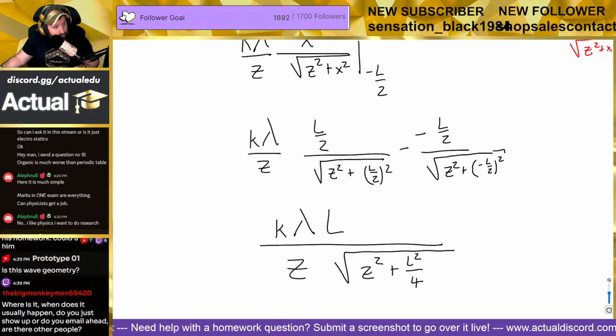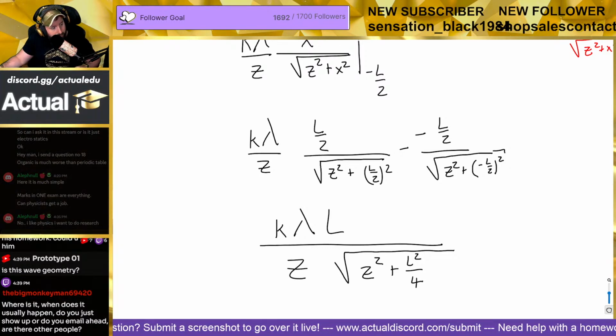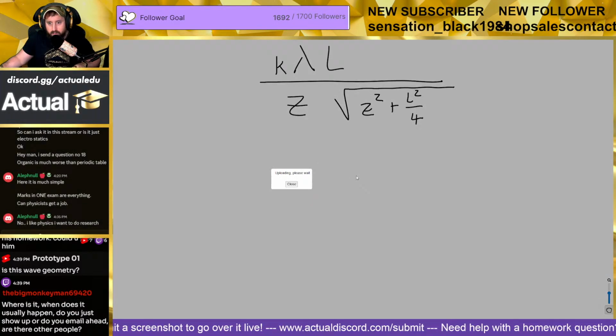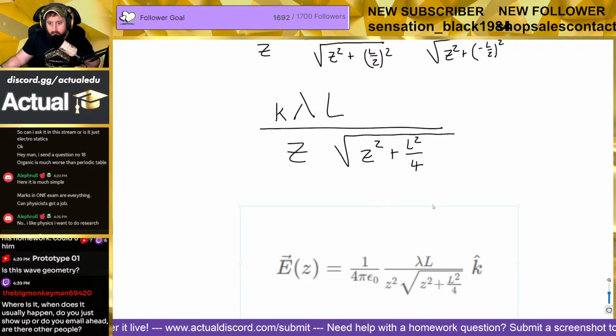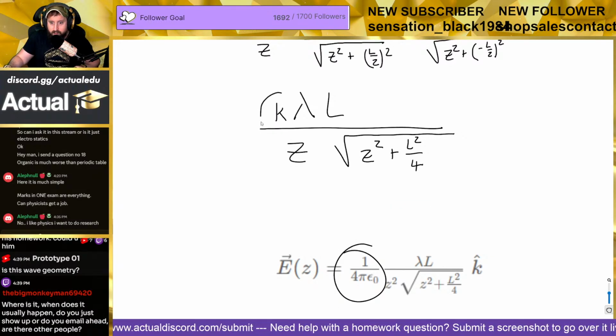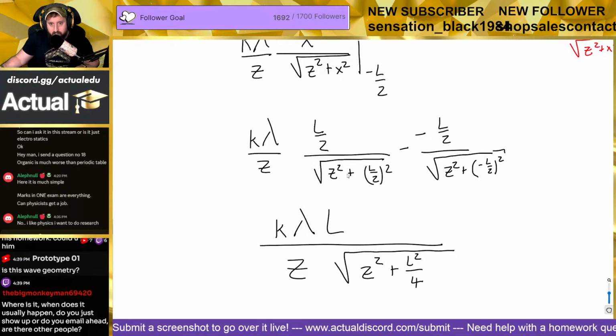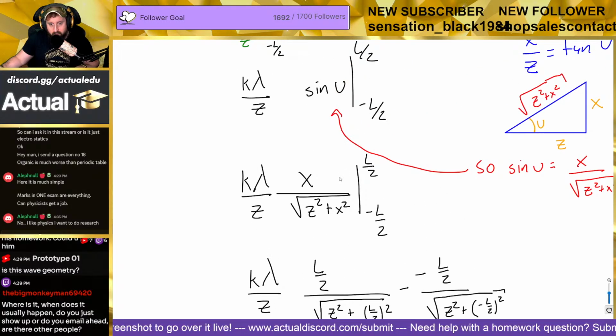Yeah, which I think they messed up because this is what they got. And I don't think this is the equation. This is what they had. So the 1/4 pi epsilon naught, that's the K, lambda L, and then I got a single Z. They had an extra Z down here somehow. Let me make sure I didn't mess up. I don't think I did.